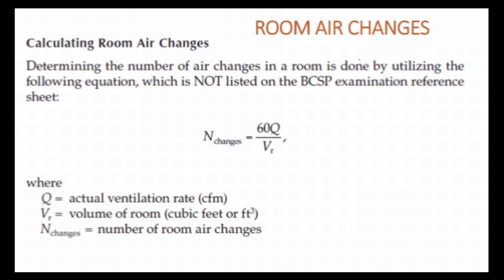The most important formula is this. We should remember this formula by heart. Number of air changes is equal to 60 Q over VR. Q is the actual ventilation rate, the flow rate of air, in CFM, cubic feet per minute. And VR is the volume of the room. To calculate the volume of the room, we must know three dimensions, length, width, and height, in feet. By multiplying the three dimensions, we get the volume of the room in cubic feet. Then we can calculate the number of room air changes. This is a simple formula: the number of times the air should be changed in 1 hour is equal to 60 multiplied by the flow rate of the air divided by the volume of the room.